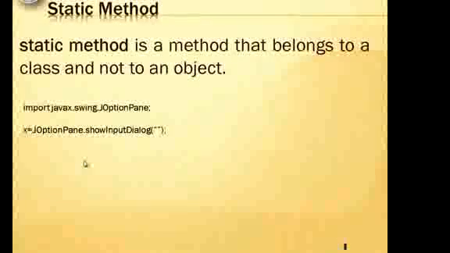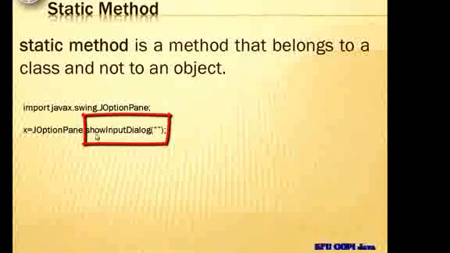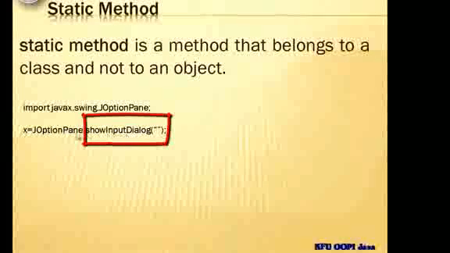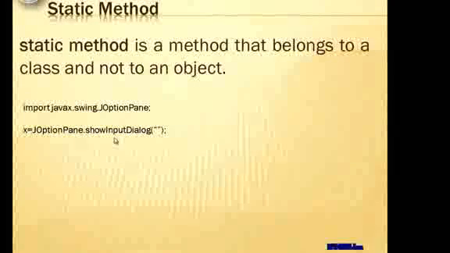Let's look at JOptionPane class. One of the methods of JOptionPane is showInputDialog. Look at how we called it. The name of the class, the dot, and the method name.